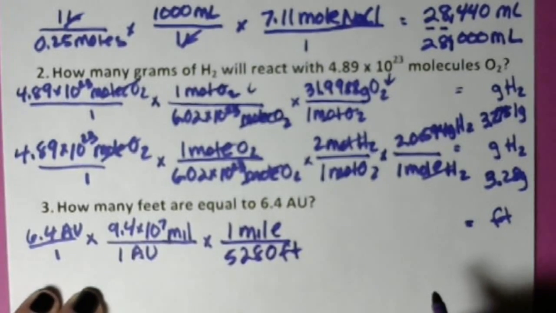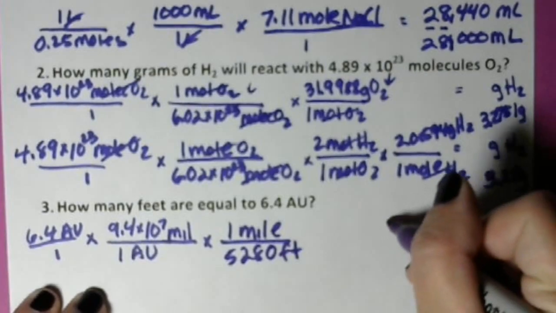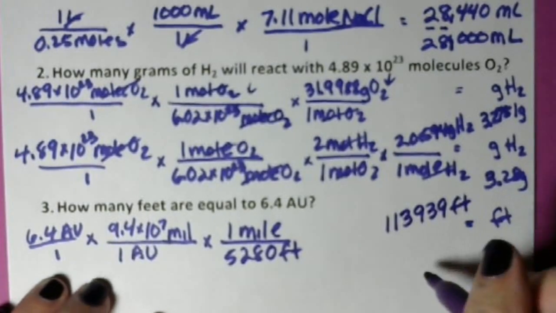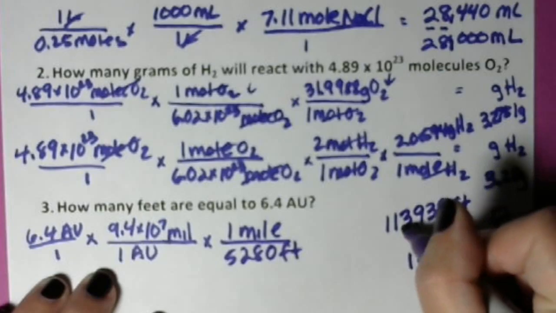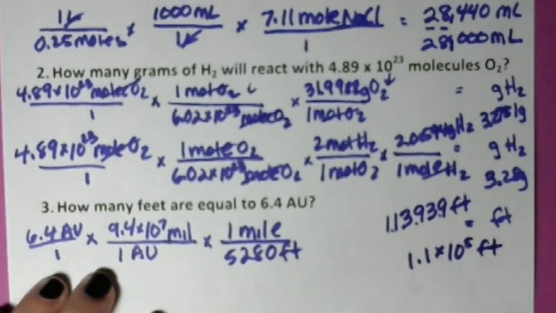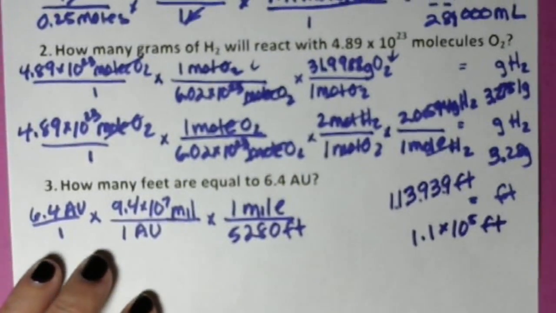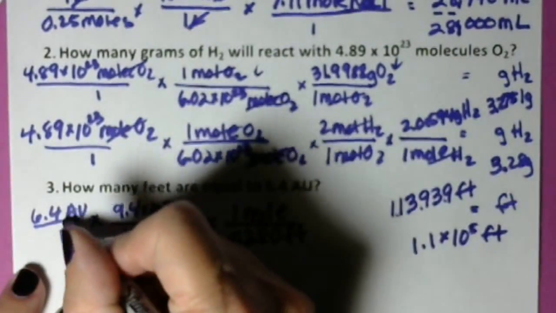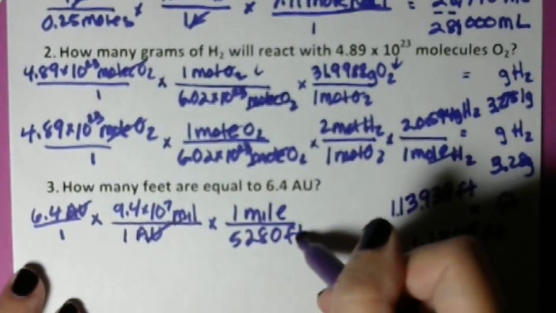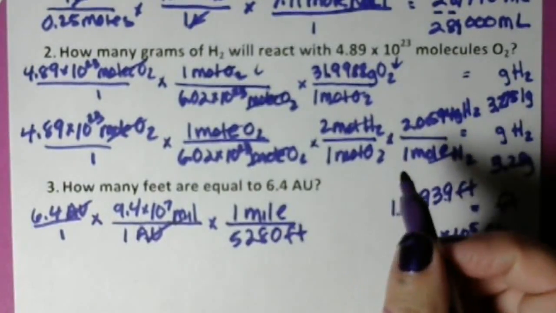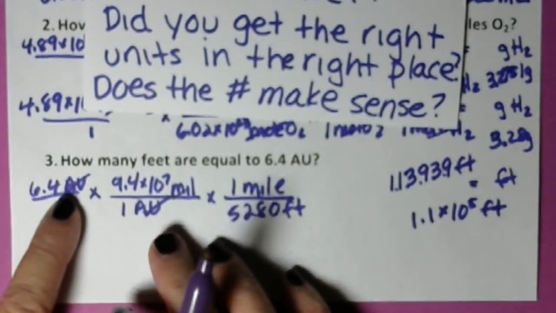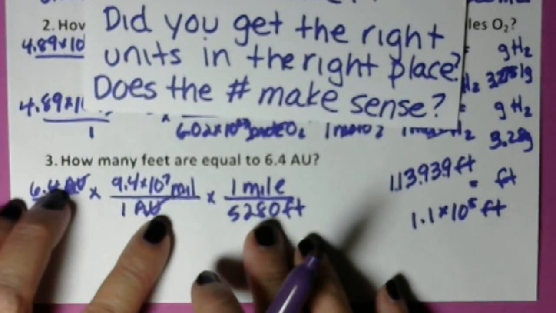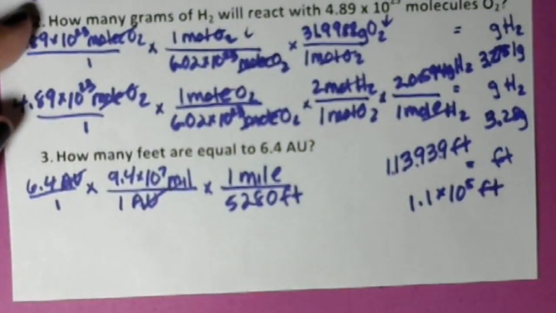Take out my calculator, and I get about, wow, 113,939 feet. Okay, so that's about 1.1 times 10 to the 5th feet. Okay. So now I've got my answer, and I go to step 6, which is check your answer. Do your units cancel? AUs cancel, miles, oh, miles don't cancel. Okay, so I've done something wrong. Well, it was good up to here, and then I was in such a hurry to finish the video quickly that I didn't put this in the right place. So my units do not cancel. So what am I going to do?